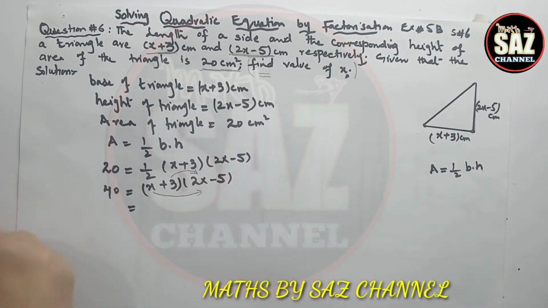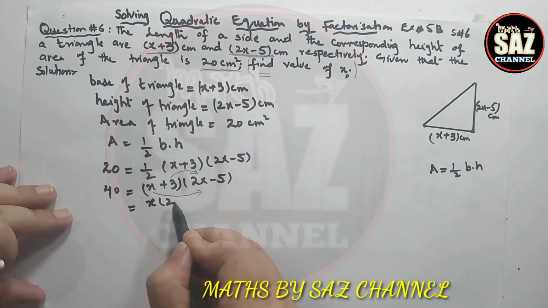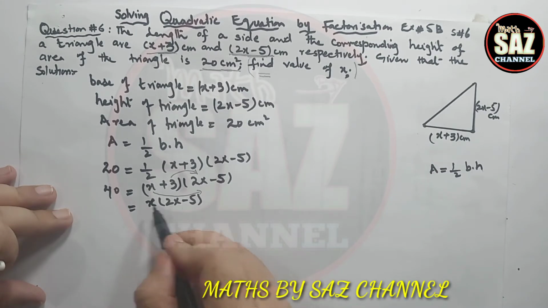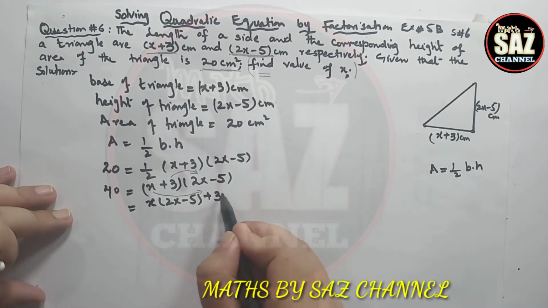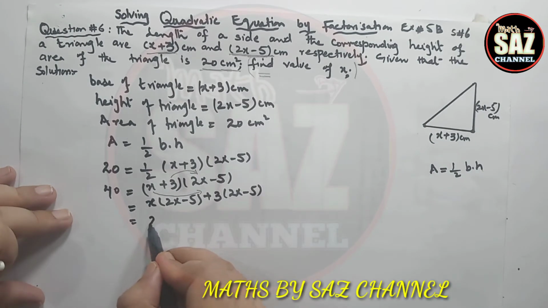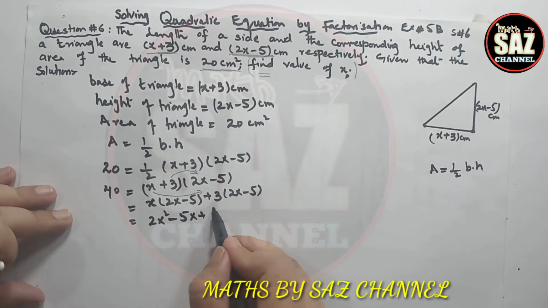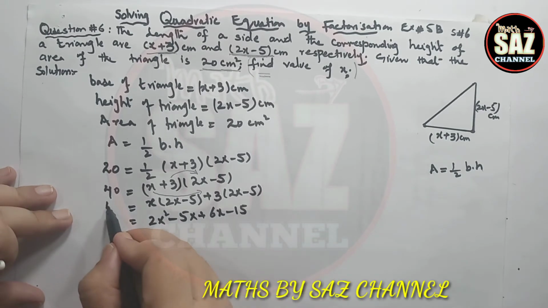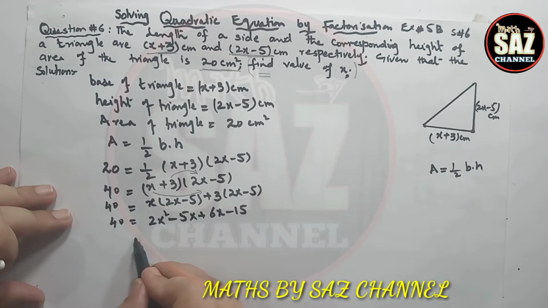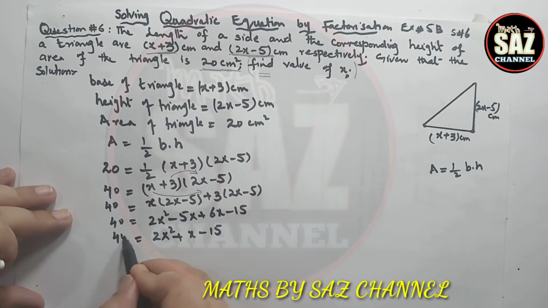Apply distributive property, and we have learned a lot about this in chapter number 3 and 4. x into 2x minus 5 plus 3 into 2x minus 5. This will become 2x square minus 5x plus 6x minus 15 equals to 40. Solve this expression. 2x square plus x minus 15 equals to 40.